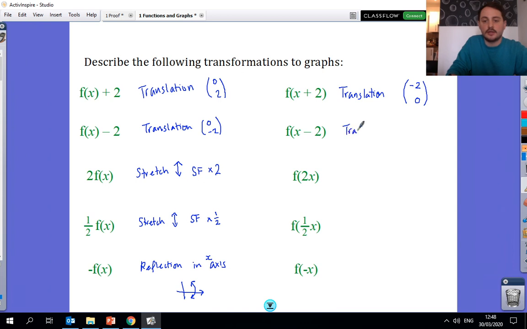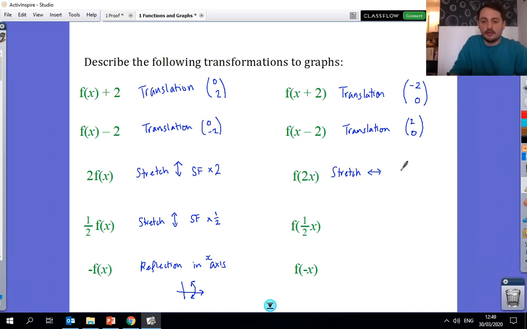And this one is a translation, and for this translation, it moves 2 to the right. So it's going to the right this time, and that's because it's subtracting 2, so it actually does the opposite from what you think. It doesn't move to the left, it actually moves to the right. Now this one is a stretch, but this time we're talking about it in the left and right direction, and when it's inside the brackets, like here, it does the opposite to what you might expect.